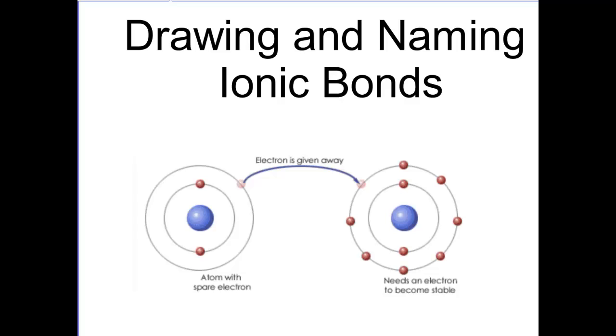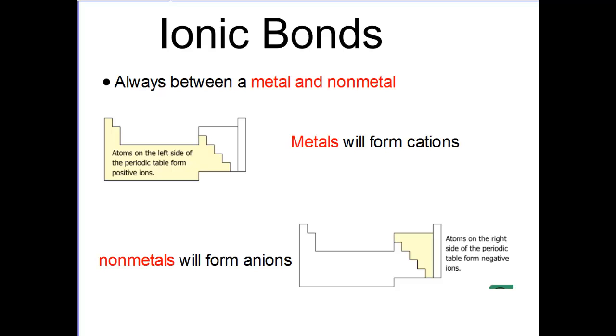This lesson is focusing on drawing and naming ionic bonds. Remember, an ionic bond is between a metal and a nonmetal, and we'll be transferring electrons. So with ionic bonds, the important thing to always start off with is to look for a metal and a nonmetal. So again, metals are on the left-hand side of the periodic table, left of the staircase, and nonmetals will be on the right-hand side of the staircase.